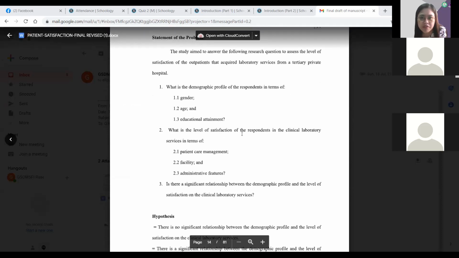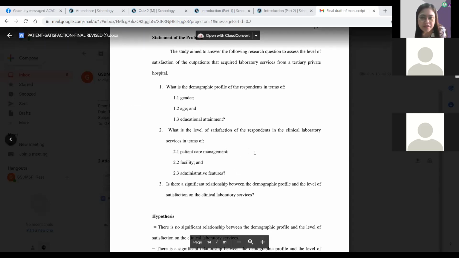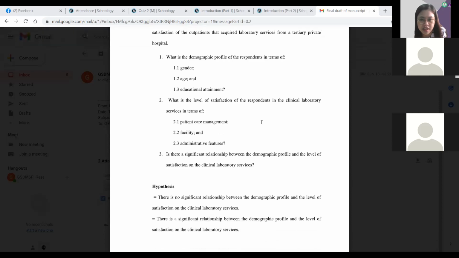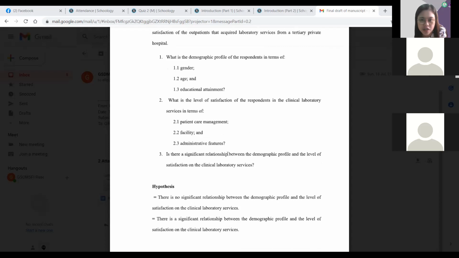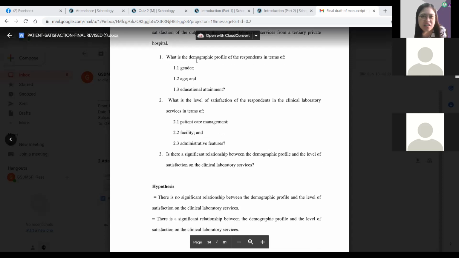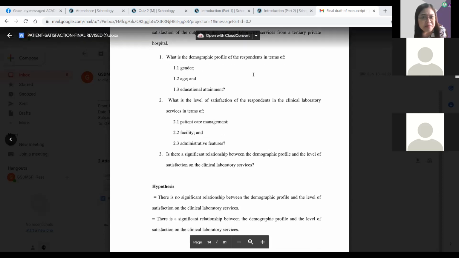What is the level of satisfaction of the respondents in the clinical services in terms of patient care, facility, administrative features? And lastly, is there a significant relationship between the demographic profile and the level of satisfaction? So meron ba daw association ang gender doon sa patient satisfaction? Kung babae ba mas satisfy, kung lalaki, ganun yung ibig sabihin yan.